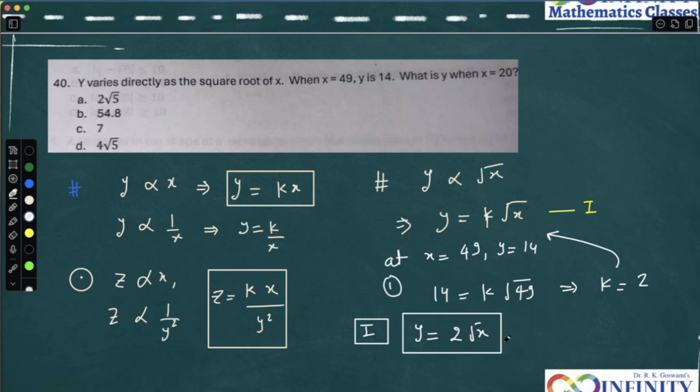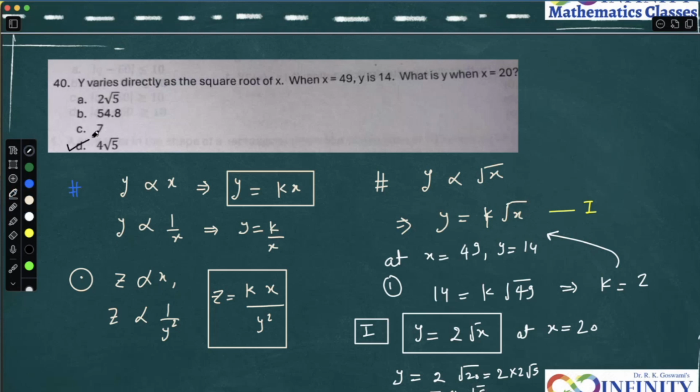Now you need to get the value of y when x is 20. At x equals 20, y is going to be 2 square root of 20. Square root of 20 is nothing but 2 root 5. Am I right? So that would be 4 root 5. And I think D is going to be the right answer there.